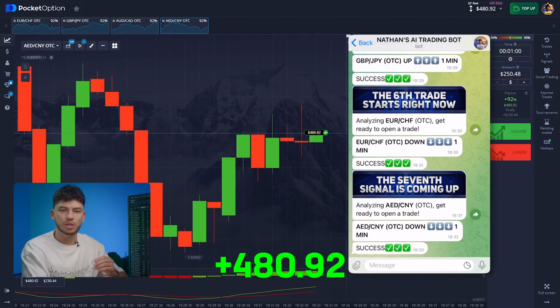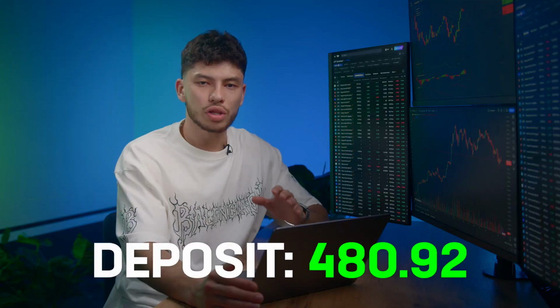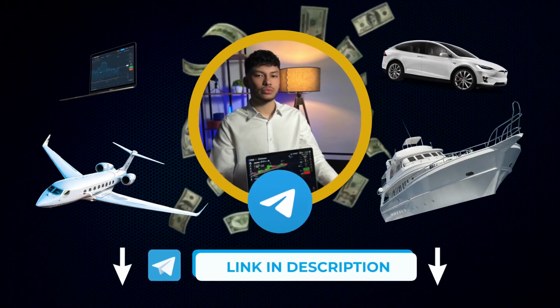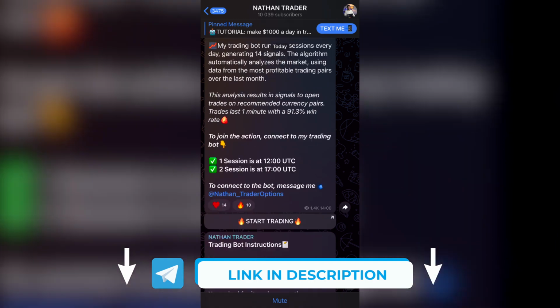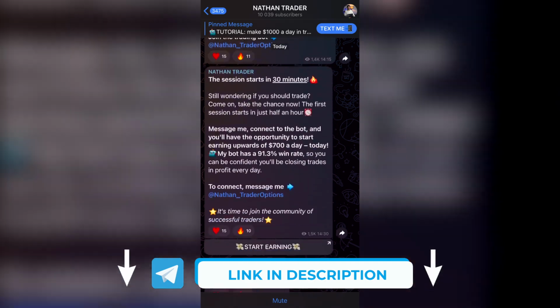The chart situation was pretty tricky, but our AI bot accurately predicted the asset's movement. The main goal was to show you how trading with our AI bot works, and I got good results. Over 12,000 people are already trading with our AI bot. They get over 700 per session, depending on the amount they trade with.